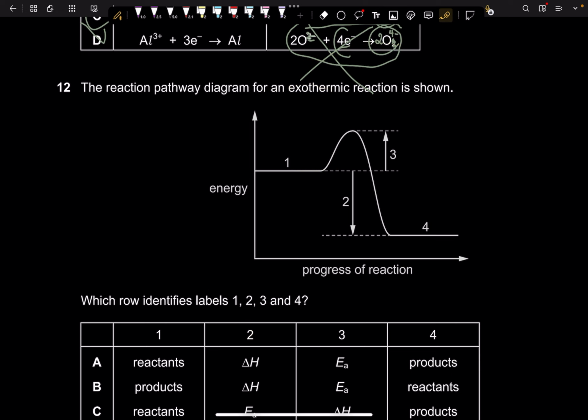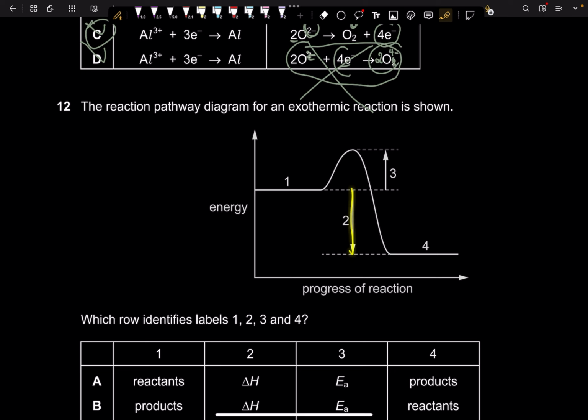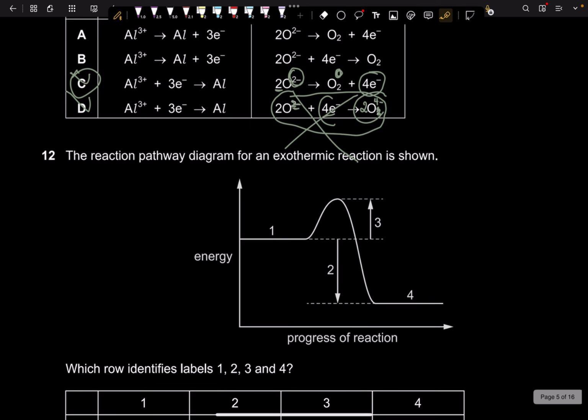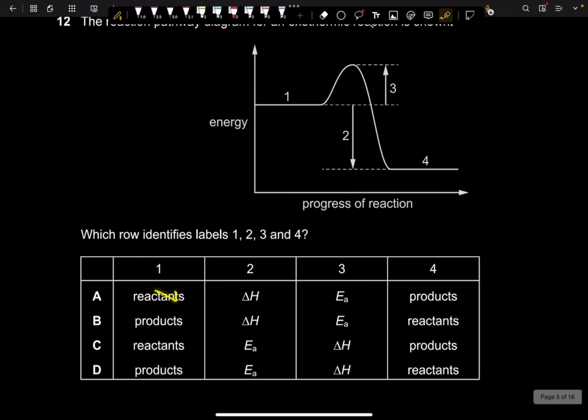ठीक है, which row identifies labels 1, 2, 3, 4? 1 are reactants and 4 are products, ठीक है, ये और ये करेक्ट है, ये और ये करेक्ट है. This is your enthalpy change, ठीक है, हमारे रिएक्टेंट से लेके हमारे प्रोडक्ट्स तक हमारा एंथैल्पी चेंज होता है. So 2 is enthalpy change and let's see for ये वाला ऑप्शन. हमारे रिएक्टेंट से लेके हमारे एनर्जी हम्प तक, this is called an energy hump, this is your activation energy. So reactants, enthalpy change, activation energy, products, all correct in one row is option A.